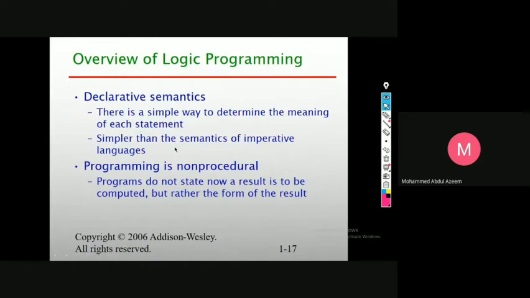Declarative semantics. There is a simple way to determine the meaning of each statement. It is simpler than the semantics of imperative languages. Programming in logic programming is non-procedural. Okay. Programs do not have state. Now, the result is not to be computed, but rather the form of the result.